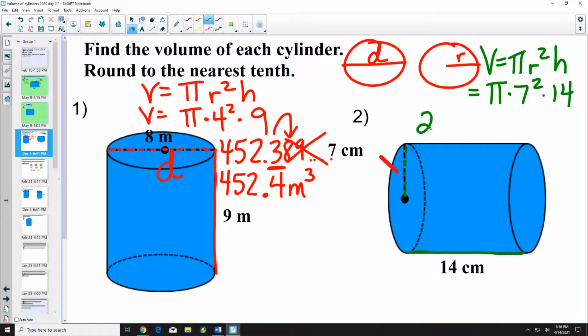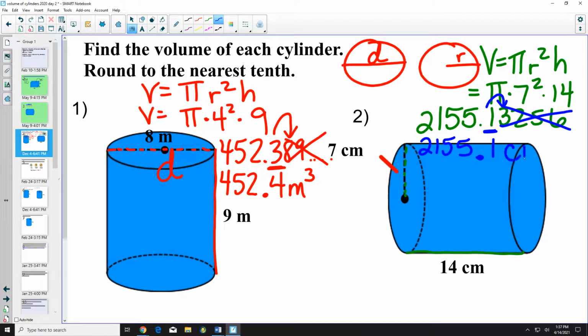All right, see if you're getting 2,155.13256. We're going to round this to the tenths. Remember, right behind the decimal point is the tenths. If I look to the right, the next number tells me to round up or down. If it's a 4 or less, I round down. Since it's a 3, I'm rounding down. What I do when I round down is keep it the same. The 1 stays a 1, the 2,155 stays the same. What's behind it drops off. And my label would be centimeters cubed.